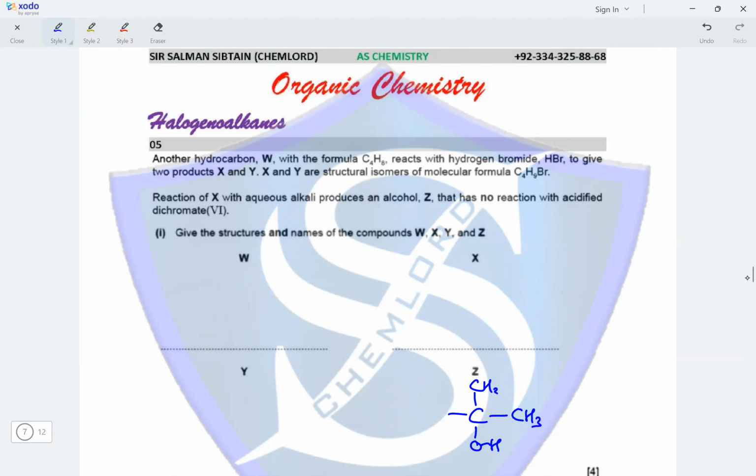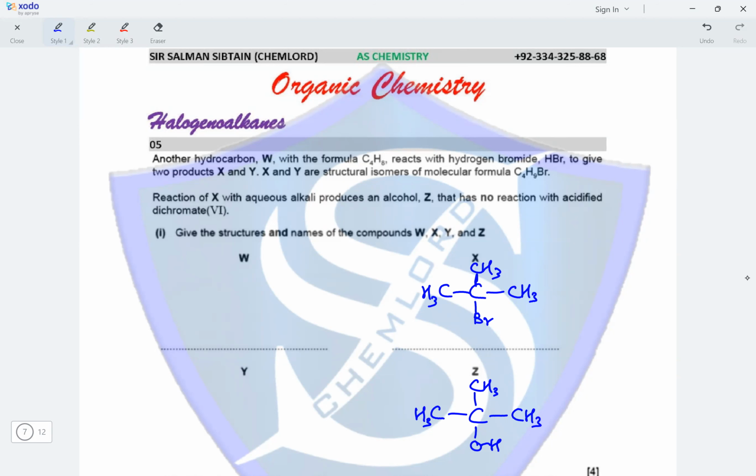And since this alcohol is made from the bromoalkane X, bromoalkane X would be a similar structure with the OH group being replaced by the Br atom. So it would be a tertiary halide. So this is the structure of X. And now we need to understand how to make W and Y.